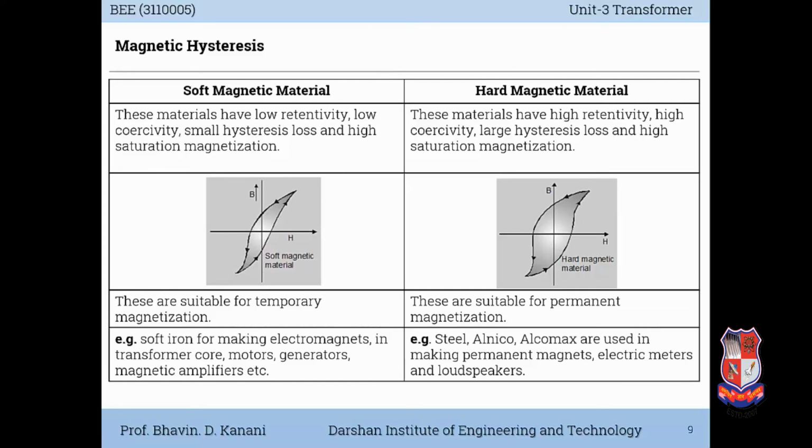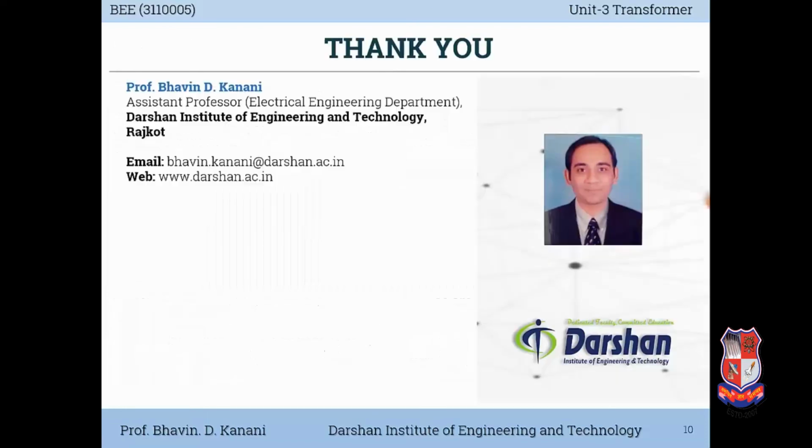The examples of soft magnetic materials are soft iron for making electromagnets, used in transformer cores, motors, generators and magnetic amplifiers. The examples of hard magnetic materials: steel, Alnico and Alcomax are used in making permanent magnets, electric meters and loudspeakers.